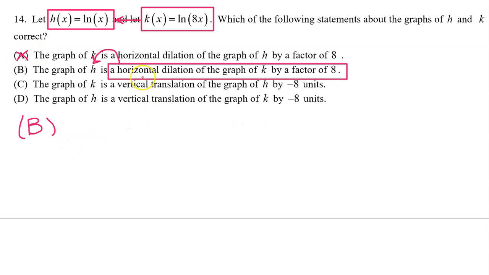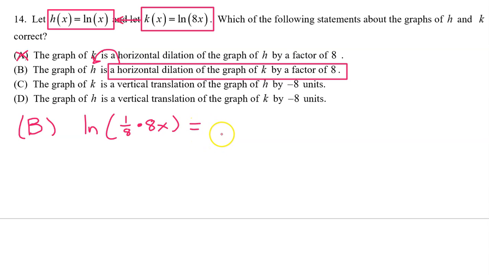For option B, we need to set up a horizontal dilation of the graph of k by a factor of 8. So here is function k. So we have the natural log of, I'm going to leave a little bit of space here for the transformation, but the natural log of 8x. This is function k. If we want to take this and do a horizontal dilation, we're going to multiply by something in front of this. If we're doing a dilation by a factor of 8, we actually need to multiply by 1/8.